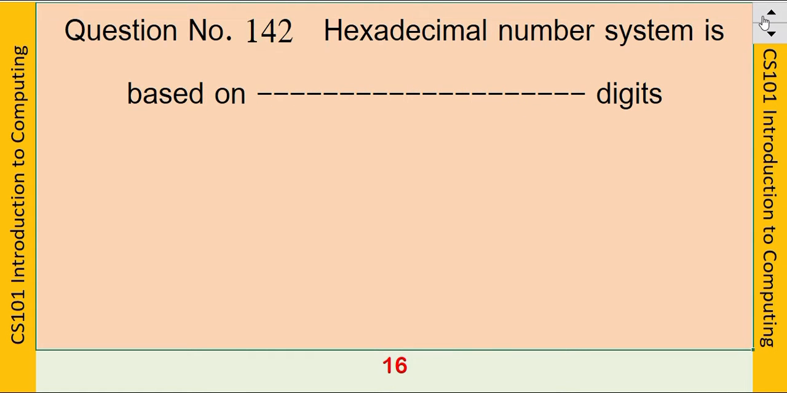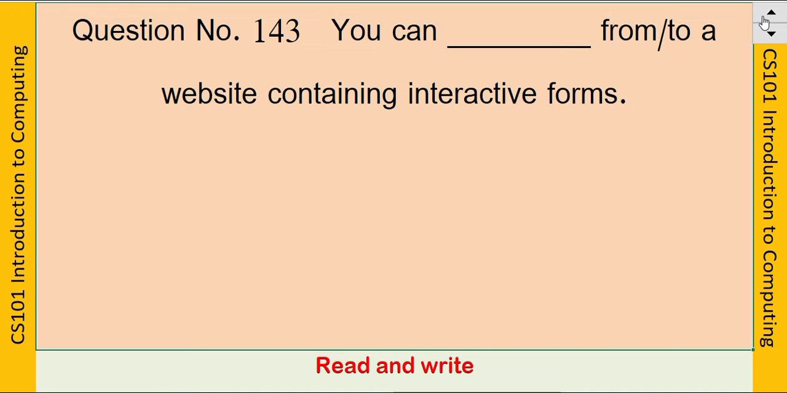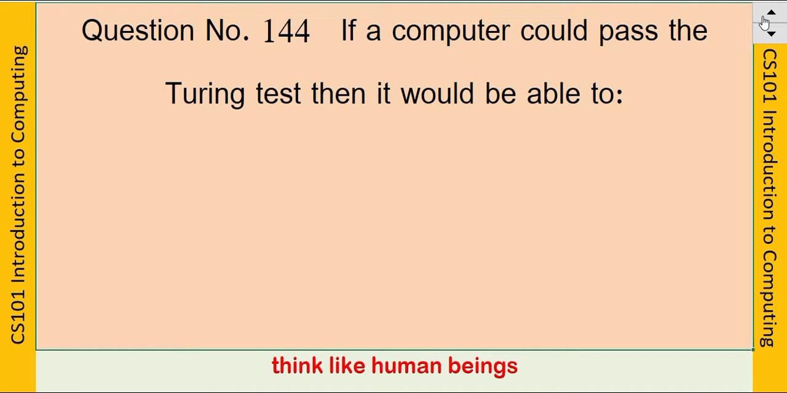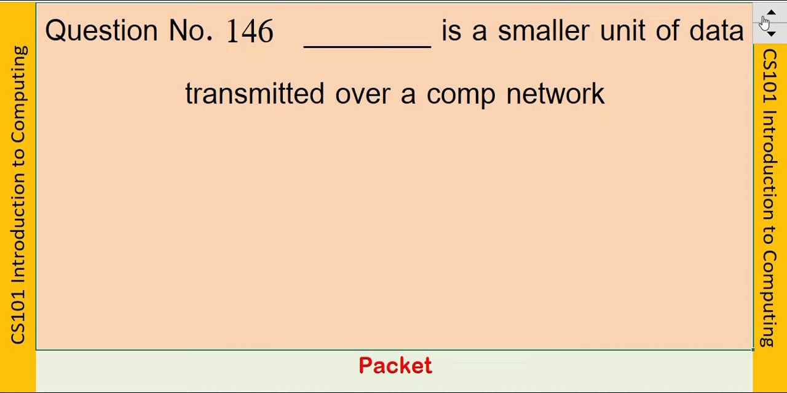Hexadecimal number system is based on 16 digits. You can read and write from to a website containing interactive forms. If a computer could pass the Turing test, then it would be able to think like human beings. To display a single line text area on the web page, we use input tag.